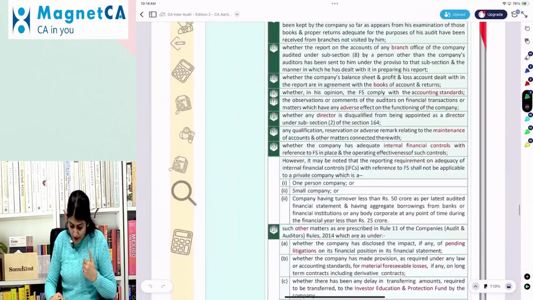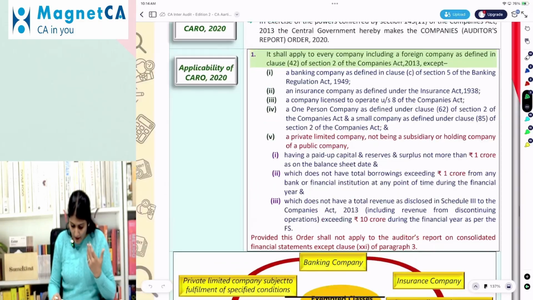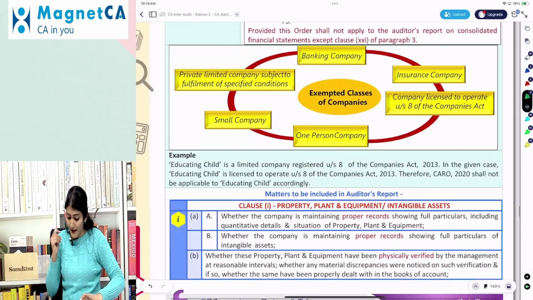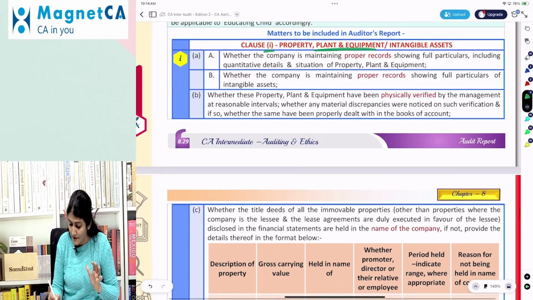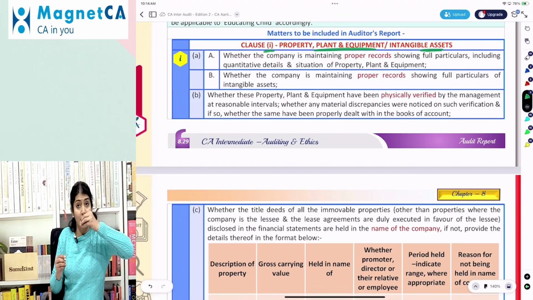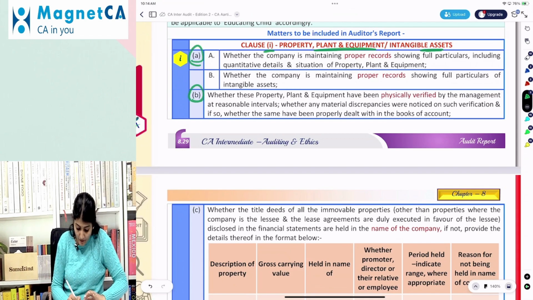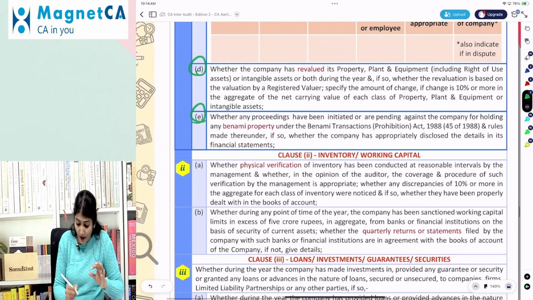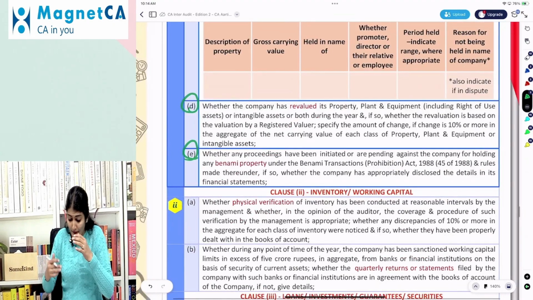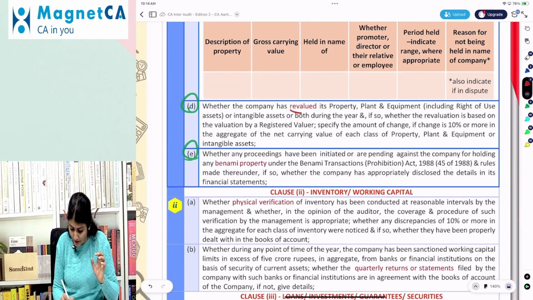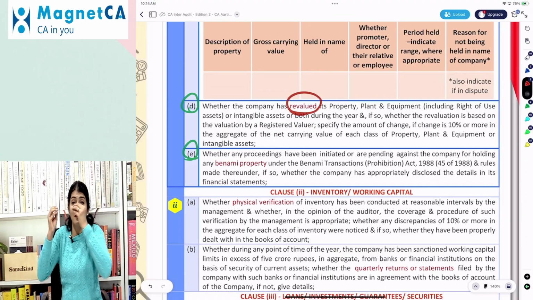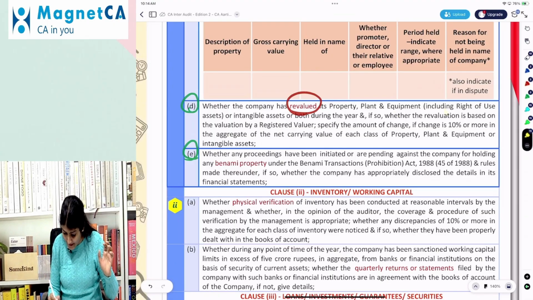So if I come to the contents of our book, CARO, I already said, it is possible that for certain companies, CARO may not be applicable. And then you have clause 1, which is property, plant, equipment, intangible asset. Under clause 1, they have 5 sub-clauses over there, A, B, C, D, and E. Now, one of the trends of how an MCQ is asked in the exam: when the company has revalued its property, plant, equipment, including right of use assets, whether the revaluation has been done by a registered valuer.